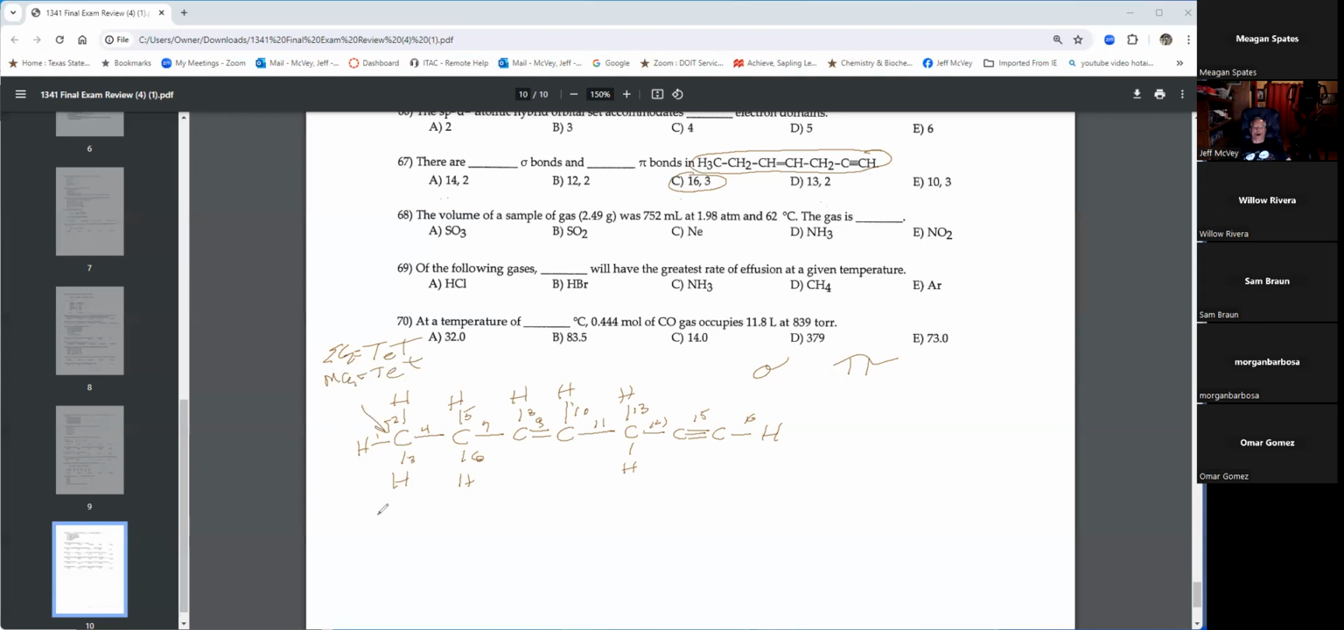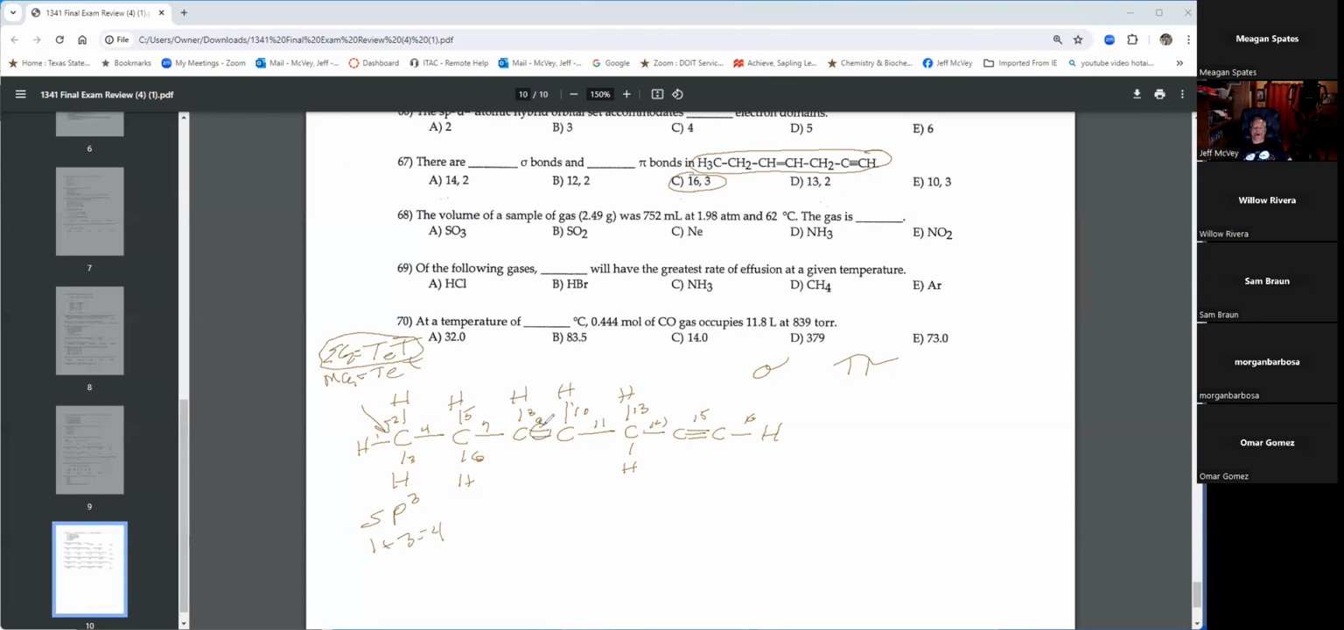I need 4 bonds or 4 equivalent orbitals. They all start with S. I need 3 more. sp3. Tetrahedral. The electron geometry determines the hybridization. So I've got 1 plus 3 equals 4 equivalent orbitals. sp3 hybridized. Let's go down to this carbon.